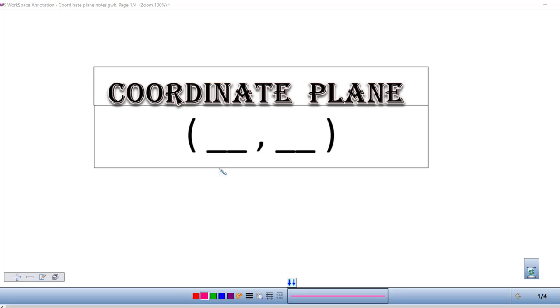Today we're going to talk about the coordinate plane. The coordinate plane is made up of an x and y axis, 4 quadrants, and within there's a bunch of points or coordinate points. Each point is written with an x value and then a y value with a comma and parentheses.